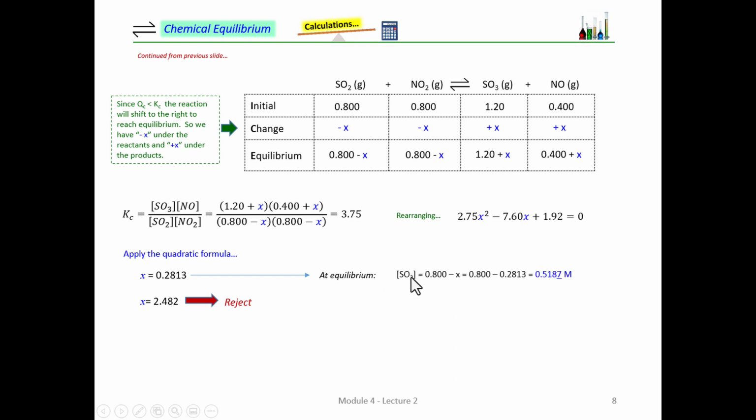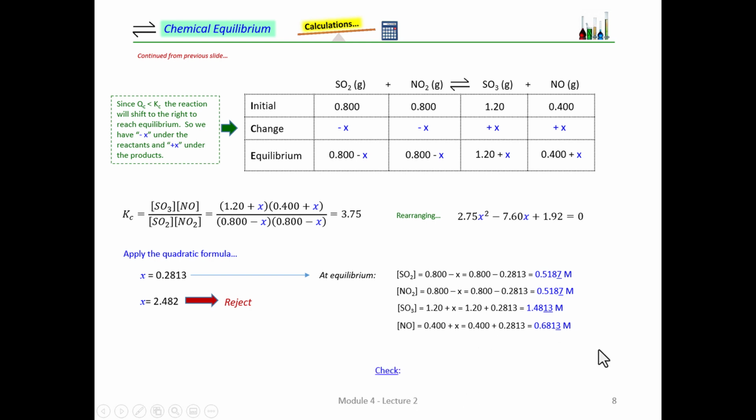So at equilibrium, the concentrations of the two reactants would each be 0.8 minus X. I'm carrying an extra significant figure in each of these. The concentration of one of the products, SO3, would be 1.2 plus X, so we get around 1.48. And for NO, the concentration at equilibrium would be 0.4 plus X, or around 0.68.